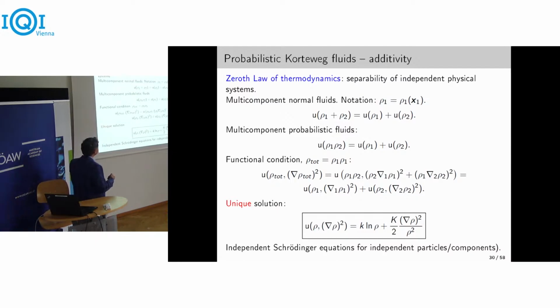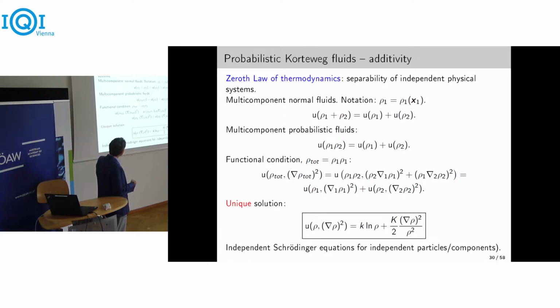probability density. So therefore, what I expect is that in the functional representation, the internal energy must depend on the total fluid probability density, and for independent systems, it must be additively separated. So this is the functional equation I want to solve, and it has a unique solution.